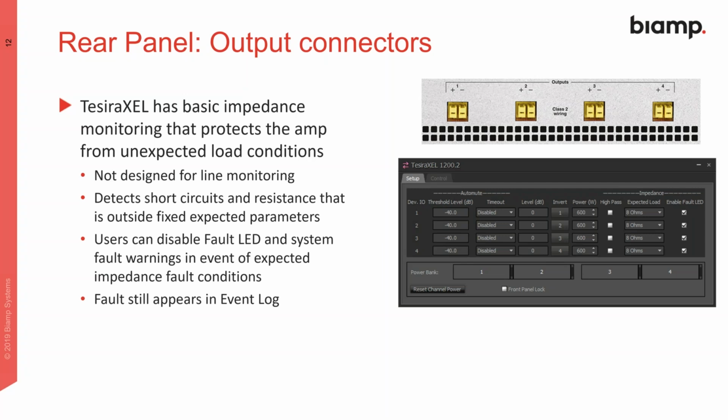We can see basic faults, but we can't profile a system and store snapshots and go back and redo that again. If we do detect faults, we can either always notify via front panel LED and system fault warnings, or we can suppress those with this. If they're suppressed, they still get logged in the event log, so you can pull the text event log out of the device and see if you've been seeing impedance faults, but the user isn't aware of those happening. They're not going to be calling for a service call because they see a blinking red light.